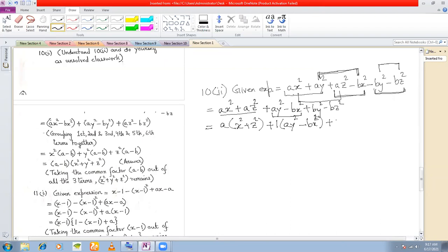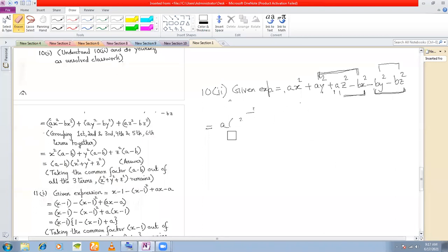And from the last two, you can take out b. So you get y square minus z square. So what is it that you are seeing? You see that you are getting x square plus z square here, but you're not getting x square plus z square here. Neither are you getting x square plus z square here. So all three are different. So therefore, this grouping is wrong. Okay. So therefore, we try another grouping.